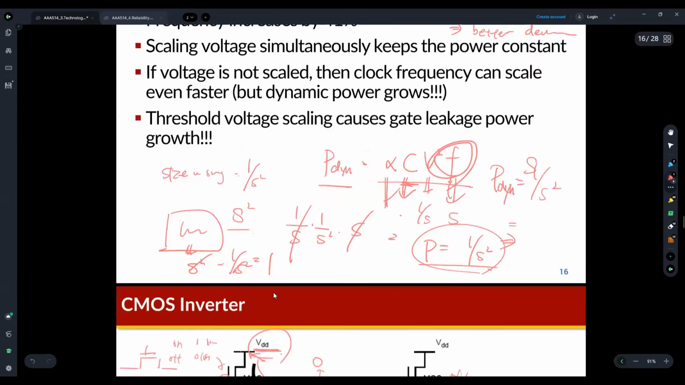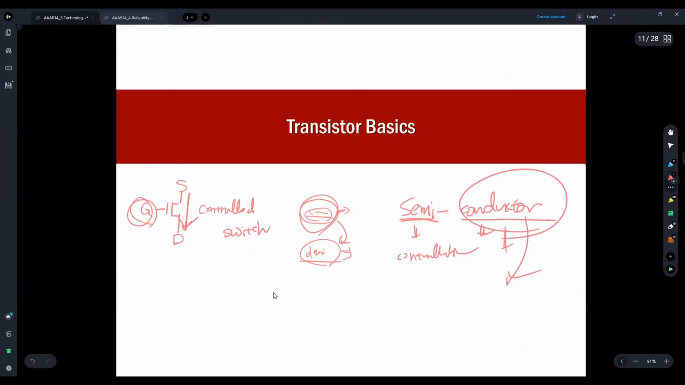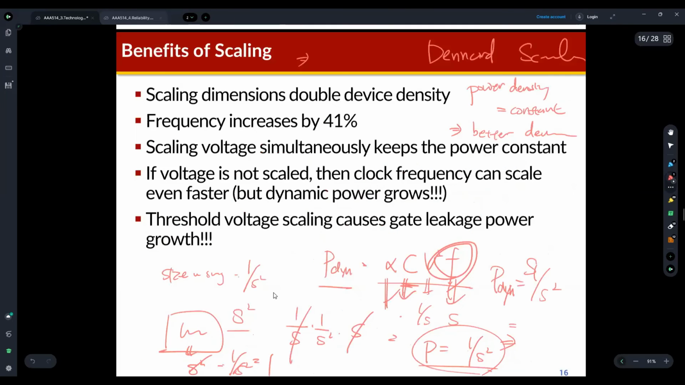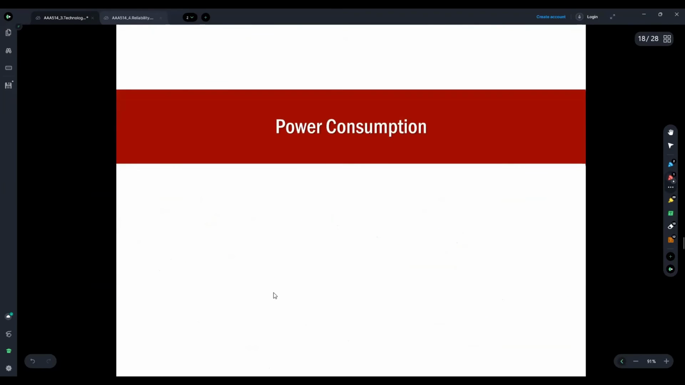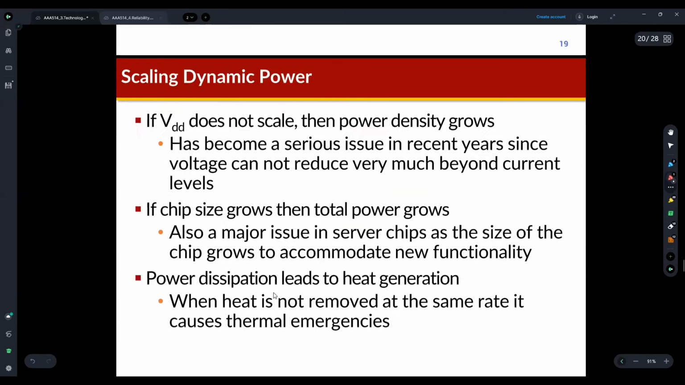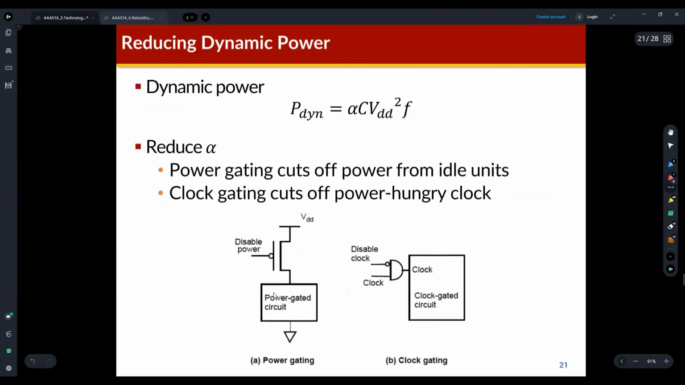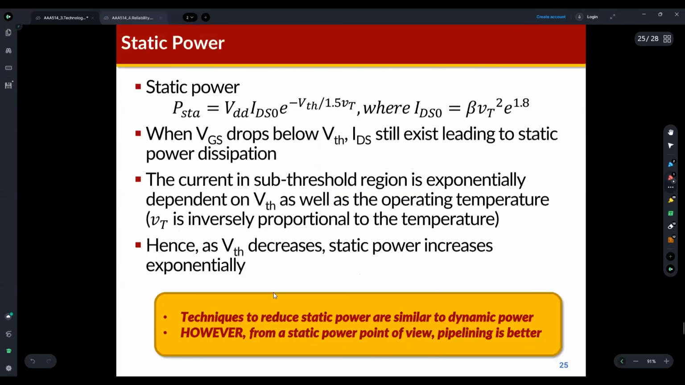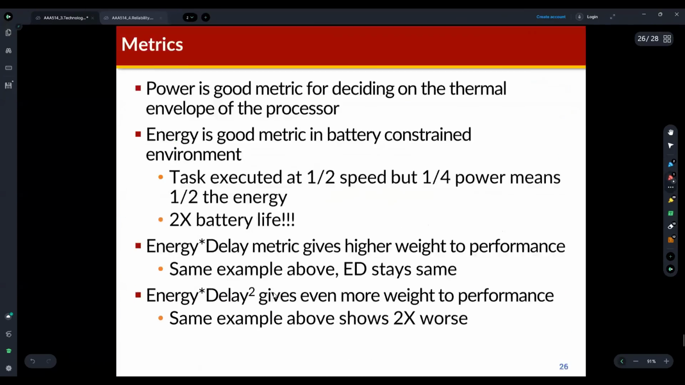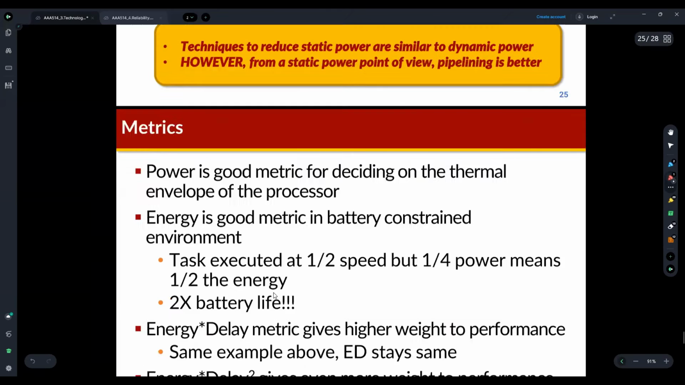Okay, I explained the basic operation of MOS transistors. This knowledge is used for explaining the power consumption of processors.